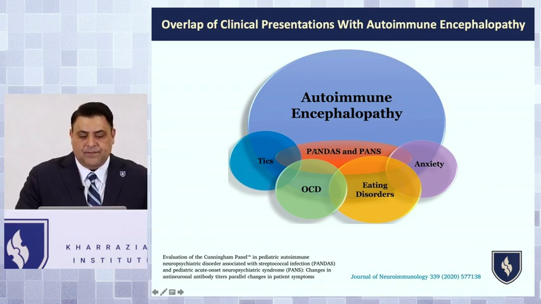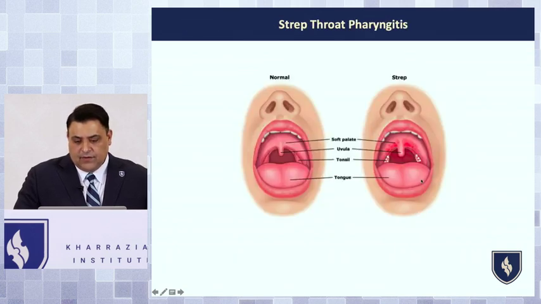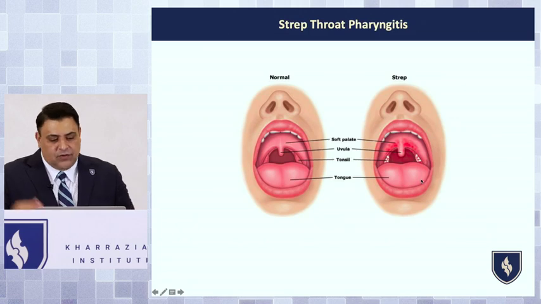So this so-called autoimmune encephalopathy is really when antibodies form against the brain. And with PANDAS and PANS, they directly impact the basal ganglia, leading to tics, OCD, and eating disorders. So let's talk about PANDAS first. It starts out with strep throat.